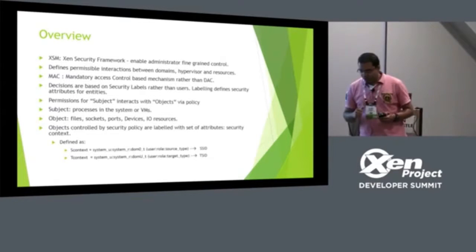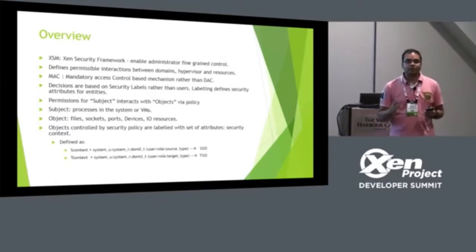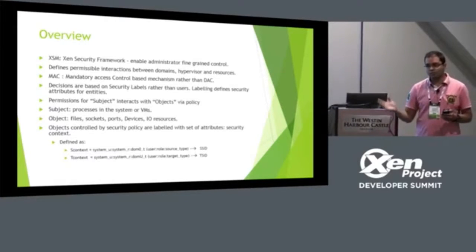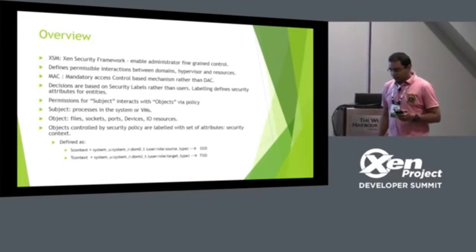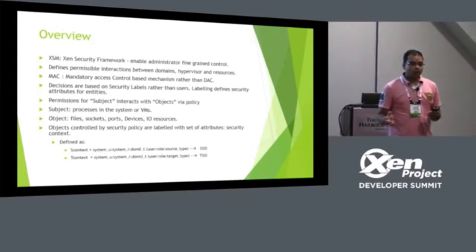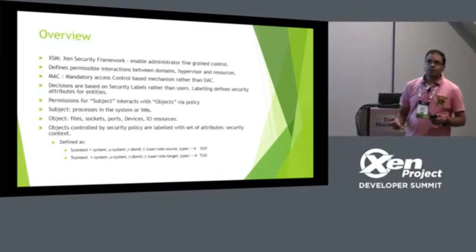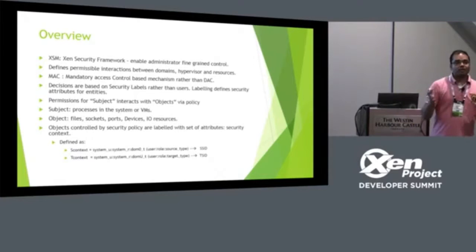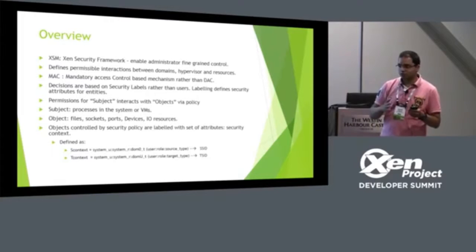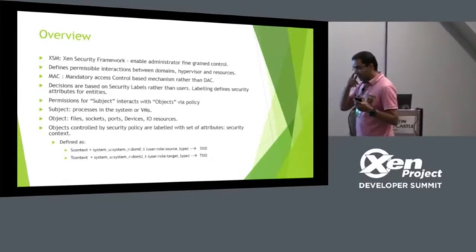In this presentation, I will be using these words that XSM uses: subjects and objects. So I will try to explain what these are. A subject is an entity in an XSM model which requests a permission over an object. So a domain can be a subject, and a resource can be an object. For example, if a domain requests permission on another domain, then the subject is a domain and the object is a domain. And if a domain requests a permission on a resource, then the subject is a domain and the resource is an object.